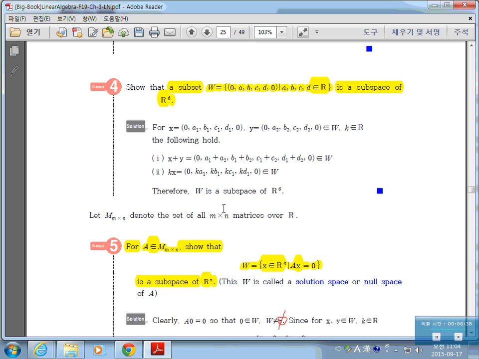Next, show that a subset W is a subspace of R6. If you choose two vectors from W and k from the scalar field R, then the vector addition is always in W, and the scalar multiple is always in W. So it satisfies two conditions. So W is a subspace of R6. What does this space look like?